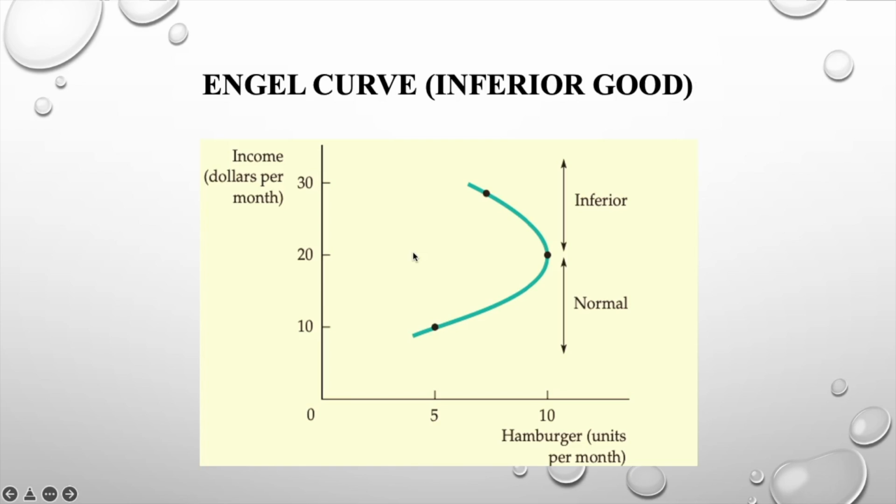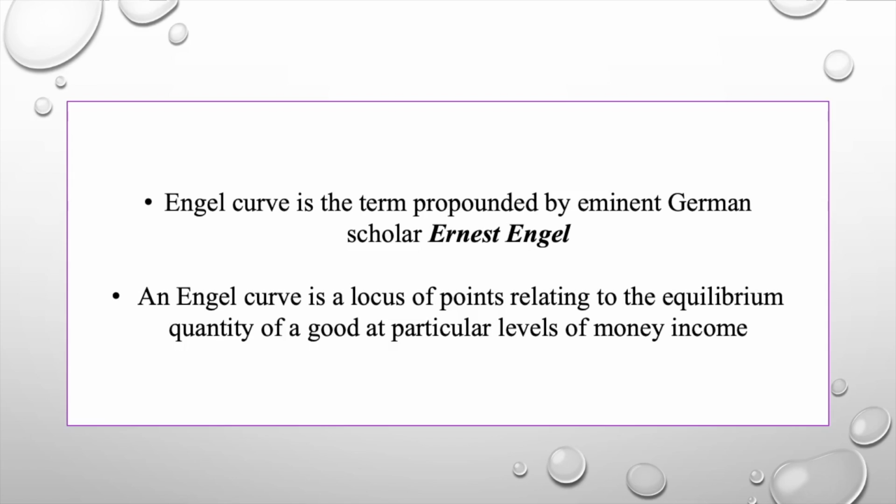With this note, let's look at the Engel curve of the hamburger. Here, we can see that as the income increases from $10 to $20, the consumption of hamburgers increased from 5 units to 10 units. But when the income of the consumer rises from $20 to $30, the consumption falls to 8 units. So, that portion of the Engel curve that slopes downward is the income range within which hamburger is an inferior good. The Engel curve is a term propounded by the eminent German scholar Ernst Engel.